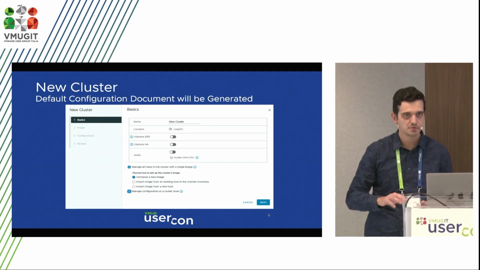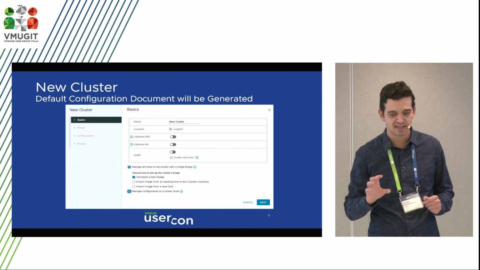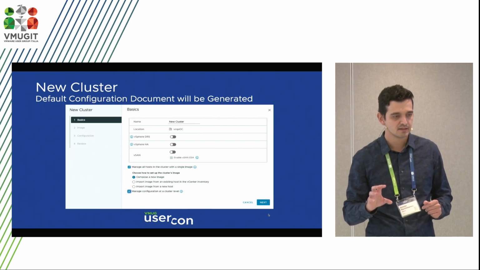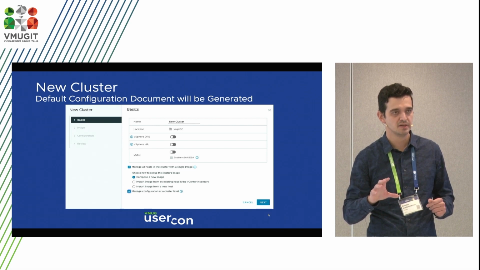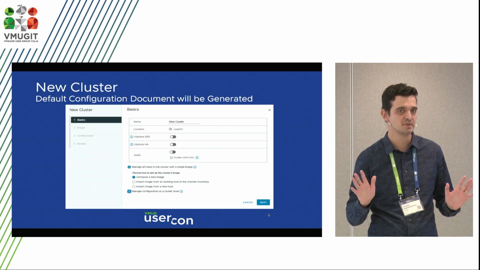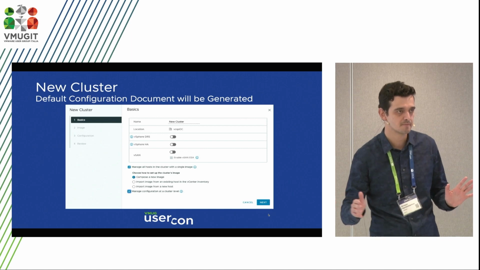If you choose to use this option, configuration profiles will be enabled on the cluster, and a default configuration document will be generated for you. So you don't need to enter any configuration initially. This document will be an empty one. So there will be no settings. You have the configuration, but it will be empty, which means that it will treat all of the hosts as vanilla ESX hosts.